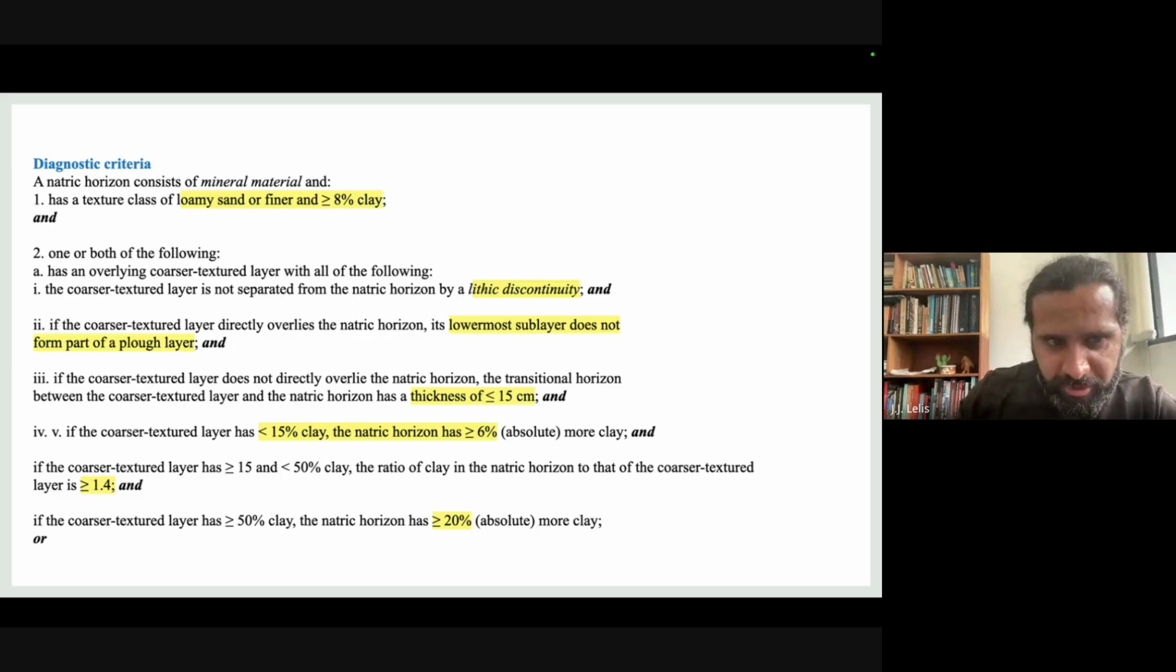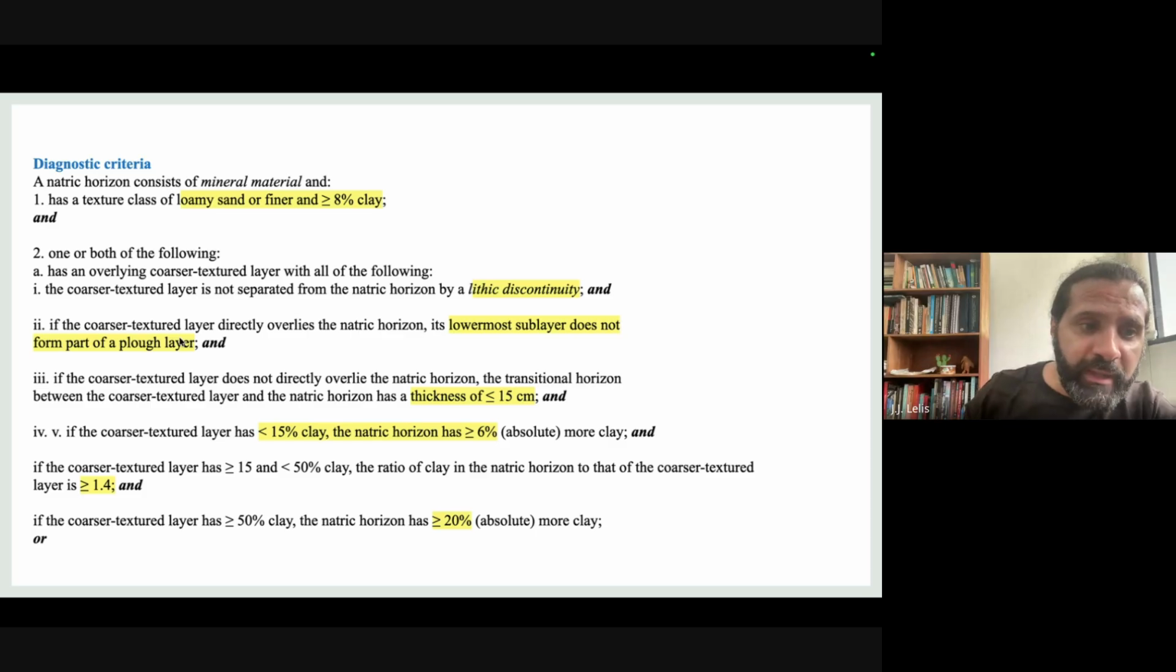Okay, and if the coarser texture layer directly overlies the nitric horizon, its lowermost sublayer does not form part of a plow layer. So this coarser layer is not coarse because of human action that mixes the material and destroys the aggregates and the peds, and because of this induces some clay migration.